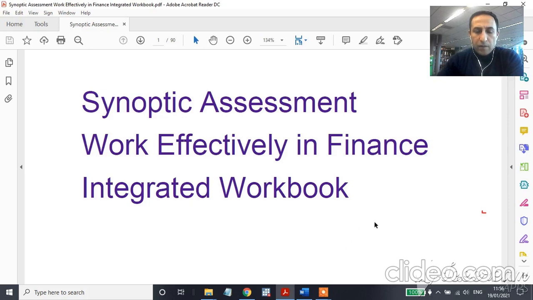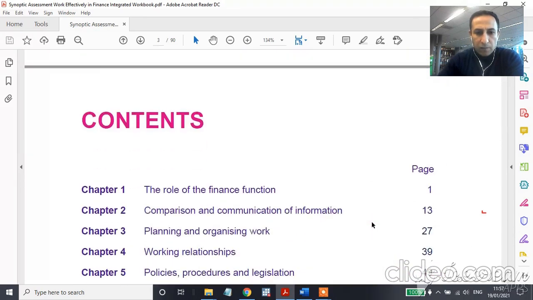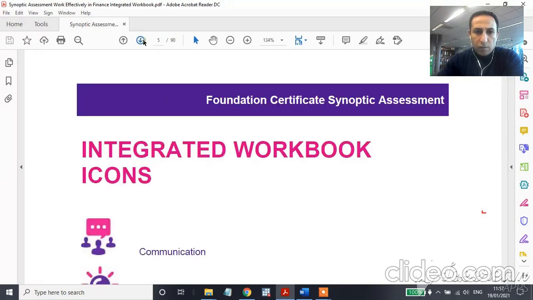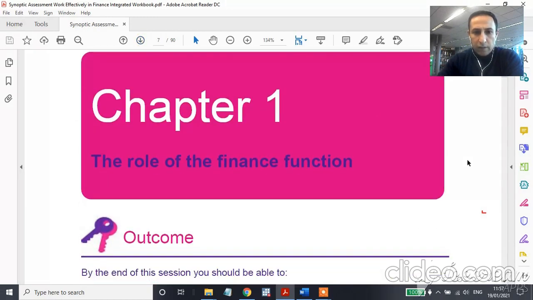I'm going through this unit and explaining how many chapters there are and the table of contents. As you can see, Working Effectively in Finance is going to be 7 chapters. Each chapter is focused on a different area and different responsibility within the finance team. The first chapter is going to be the role of the finance function, and how they are working. I will go through the chapter and upload it later on.